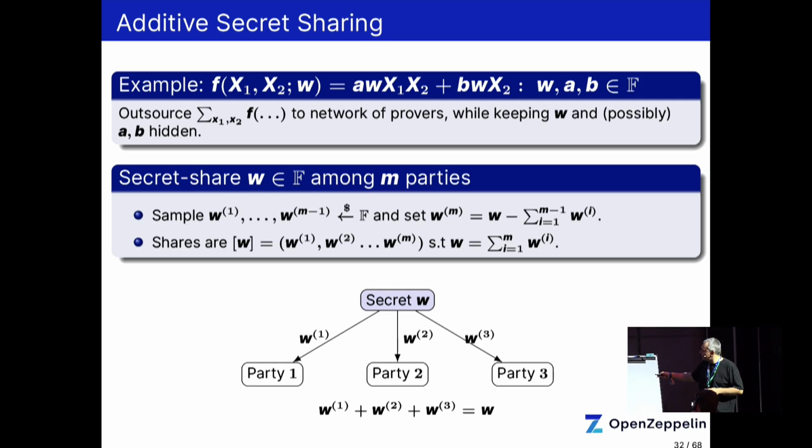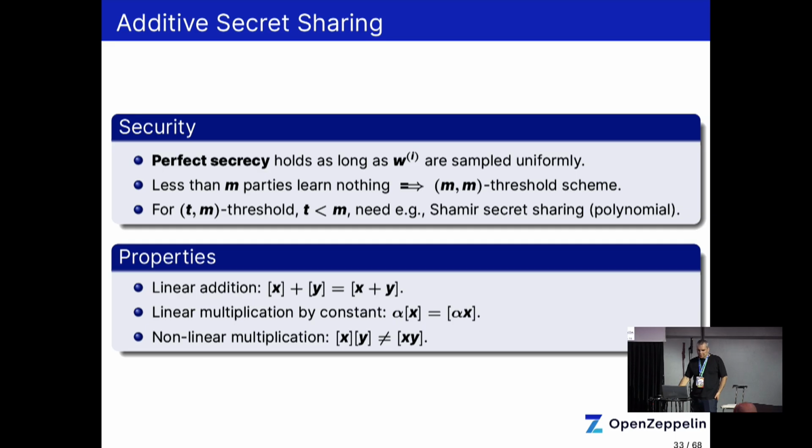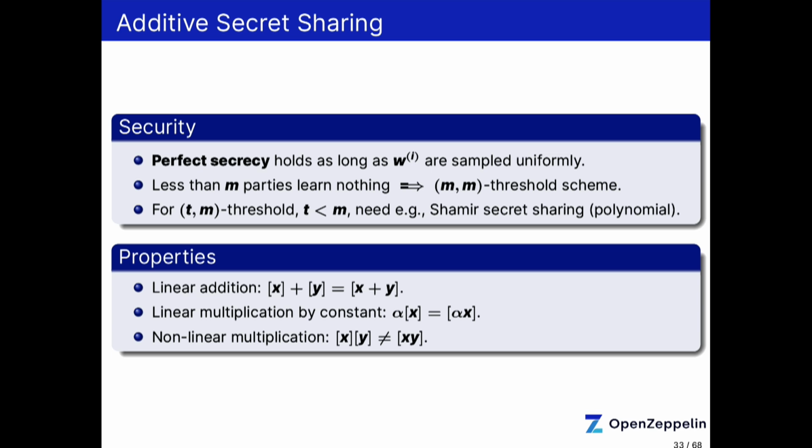And then we have this square W. It means the whole vector of shares. It just means that this W is secret shared among M parties. So when you see the square brackets, you think of it as a whole vector of shares. And this method is very simple, very natural, and it already gives what we need essentially.